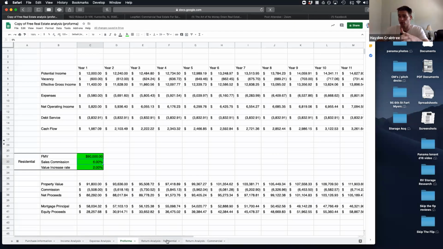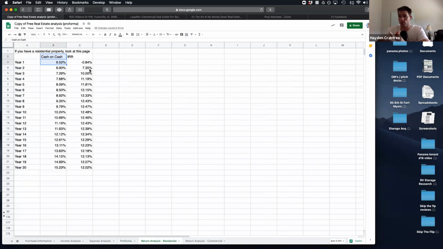Then we're just going to go look at our returns, and we're going to figure out, is this property a good cash on cash play or a good IRR play? So whenever we come over and look at the cash on cash, we can see from the numbers we put in that in year one, we can expect a 6.5% cash on cash.